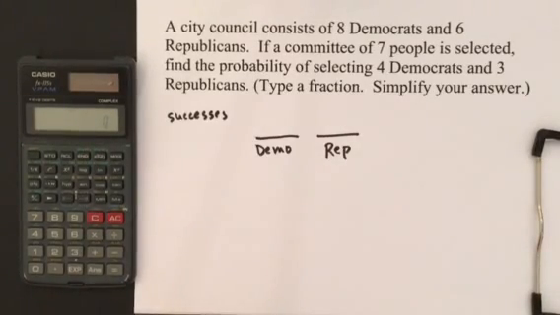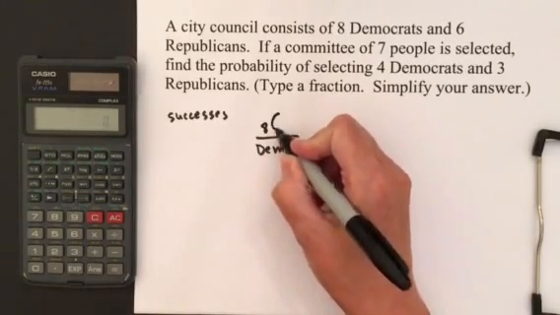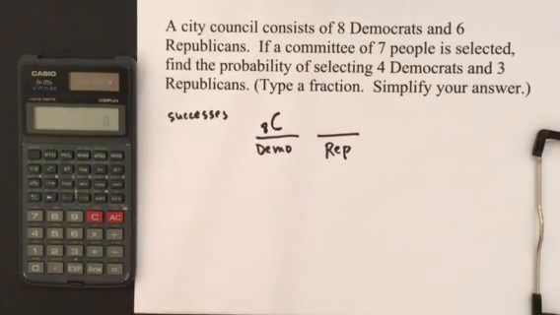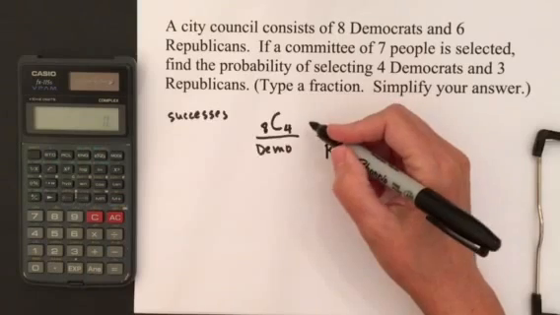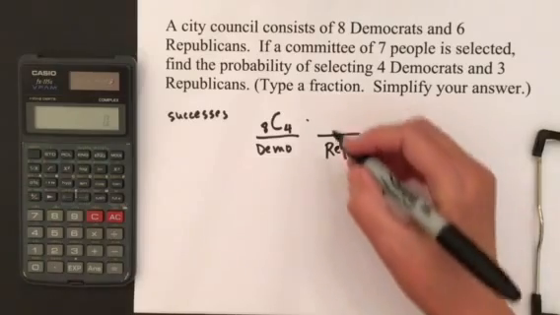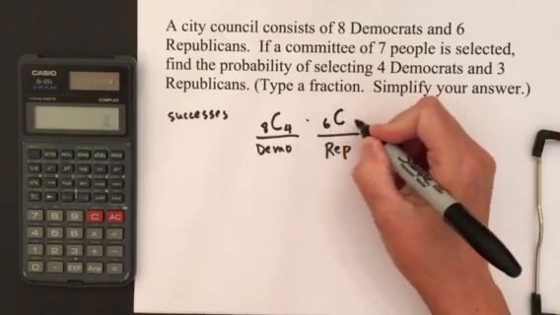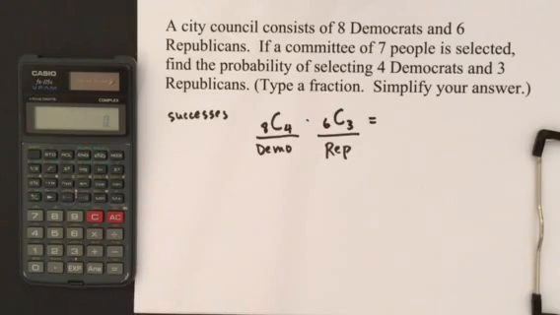For this problem, there are 8 Democrats, so we'll do 8 combination. We want the probability of selecting 4 Democrats, 8 combination 4. We're going to multiply that by the number of ways to select 3 Republicans. There are 6 Republicans, so we'll do 6 combination 3 for the number of Republicans.